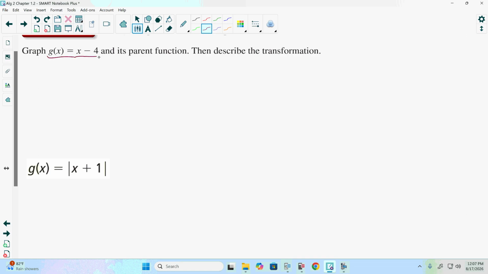So in this class, unless I specifically tell you to graph, especially on the homework, unless I specifically say graph it, do not graph. I'm not looking for graphs. So it says graph this and its parent function, but main thing I want to do with this, what is the parent function of x minus 4? Which one of these three would it be? Linear, absolute, quadratic.